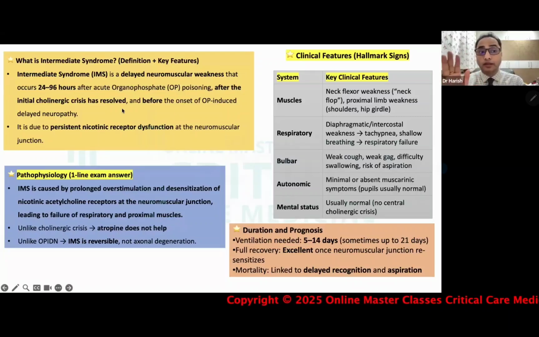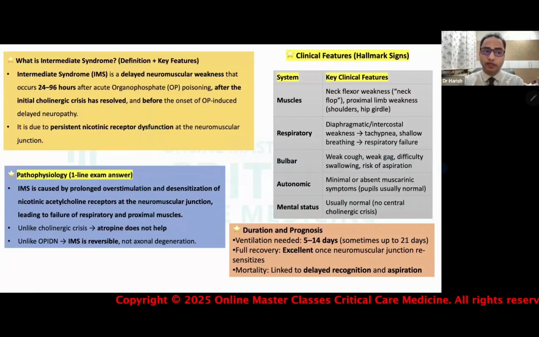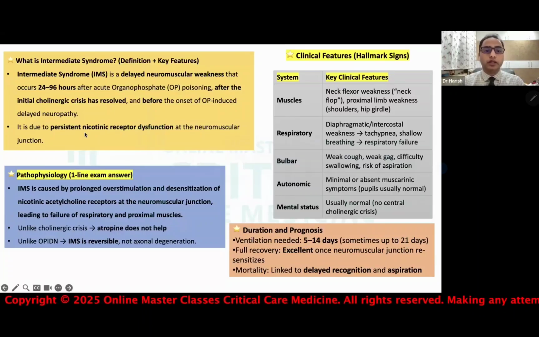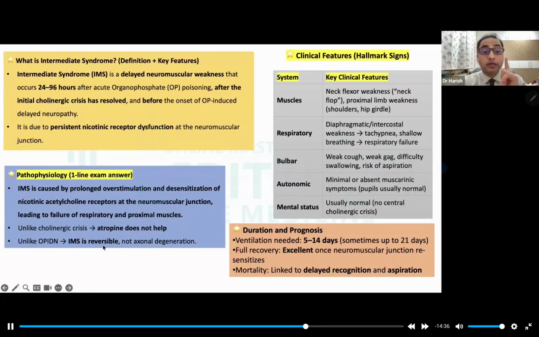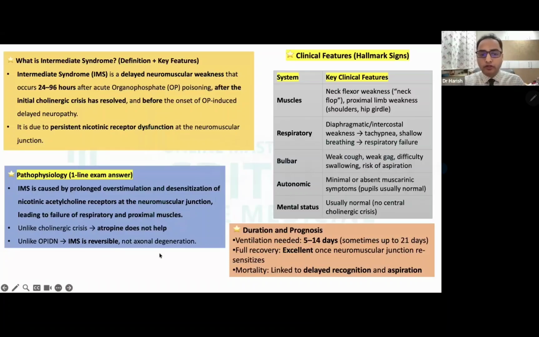So after 96 hours, means after day 4, usually we see this. Okay, it is due to persistent nicotinic receptor dysfunction at the neuromuscular junction. So the pathophysiology, IMS is caused by prolonged overstimulation and desensitization of nicotinic acetylcholine receptors at the neuromuscular junction, leading to failure of respiratory and proximal muscles. So unlike cholinergic crisis, atropine does not help here. So unlike OP-induced delayed neuropathy, IMS is reversible, so not having any axonal degeneration.